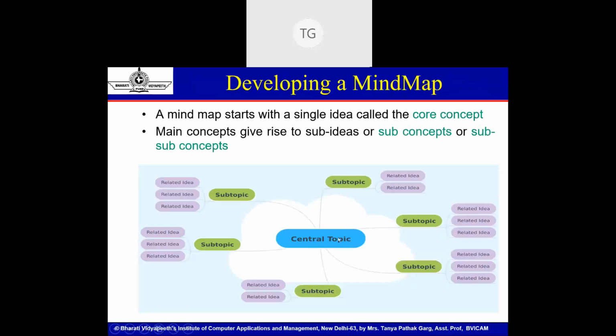There is a central topic, there are some subtopics branching out from the central topic, and those subtopics have a group of related ideas, right? So see, the picture is so very hierarchically connected, it's so logical that there is no point of confusion as to what links to what. So we'll be creating such kind of a diagram.